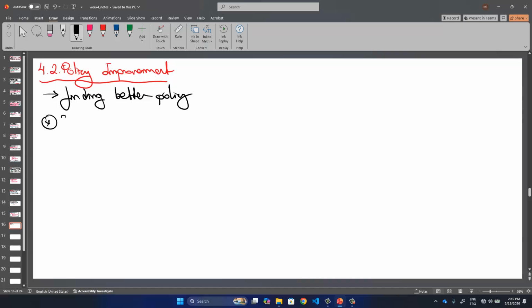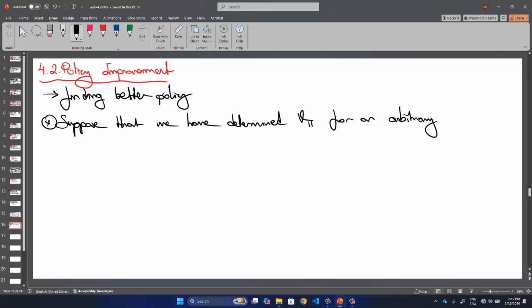Suppose that we have determined pi or v pi in this case for an arbitrary policy. What's the meaning of arbitrary? It's not temporary. It means any, anything. Do you understand? Not random but any.